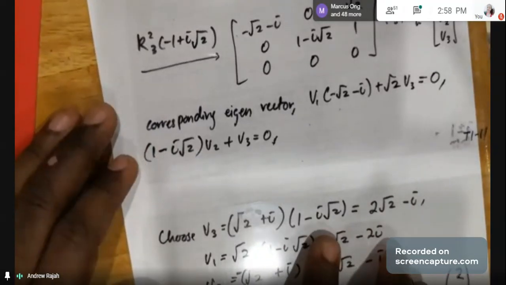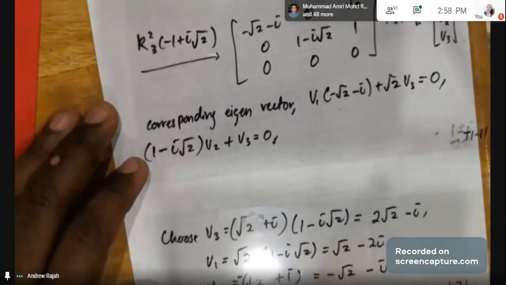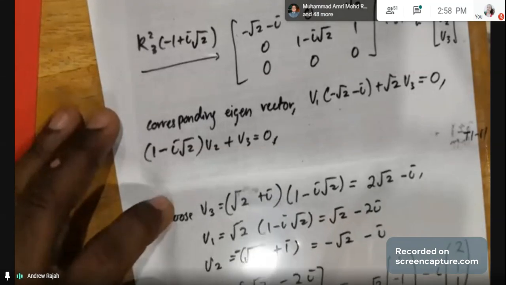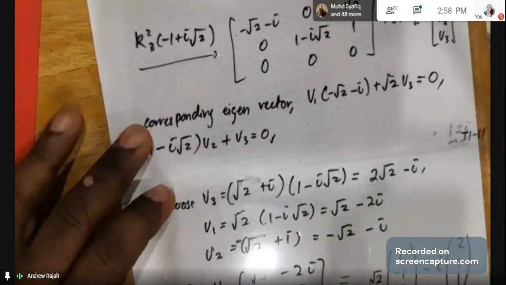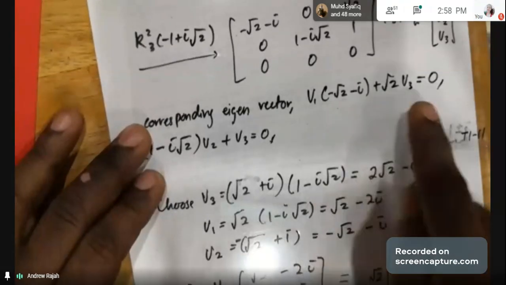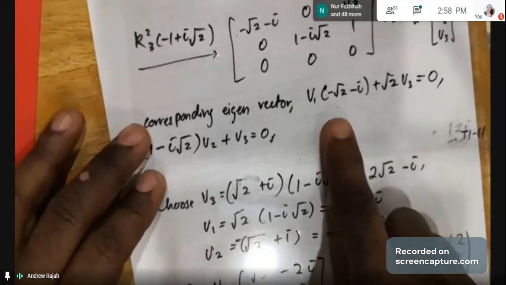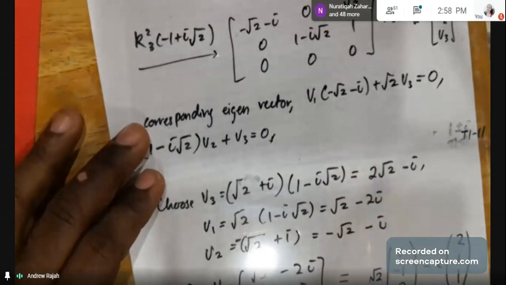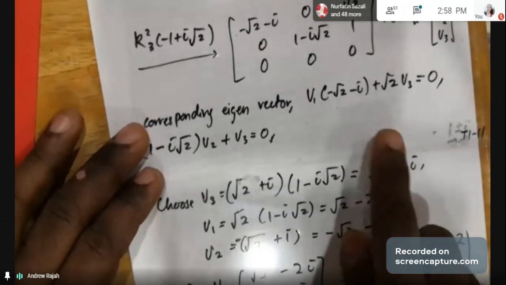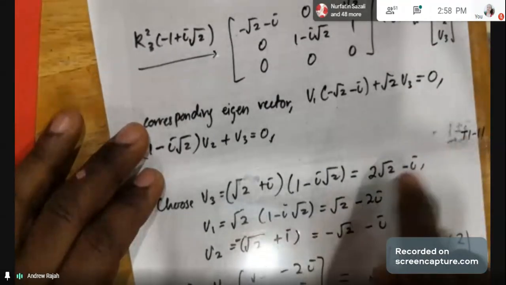And 1 minus i square root 2. I don't know whether that helps or not. Okay. So this is how we choose. You see, V1 is negative square root 2 V3 over negative square root 2 minus i. Correct? Yeah. So I don't want to divide.